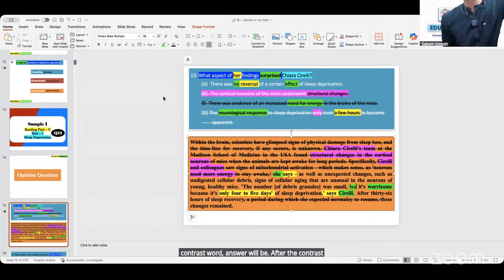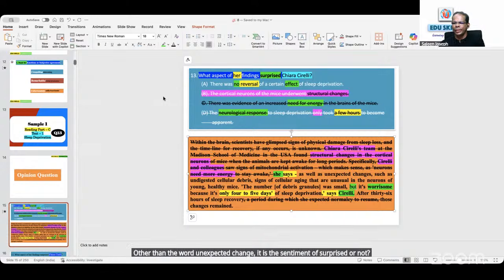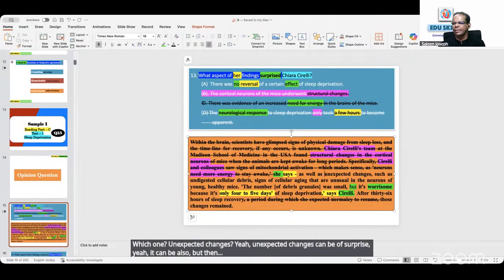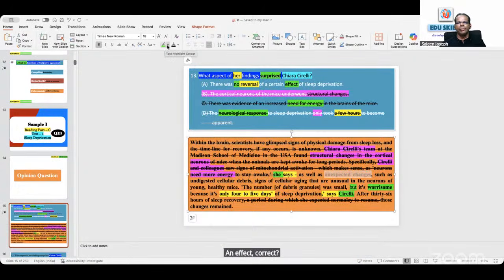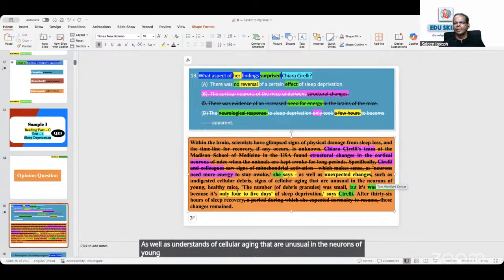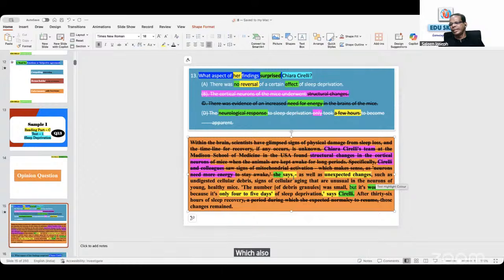So you have to choose. The word unexpected changes, is it a synonym of surprised or not? Unexpected changes can be of surprise. It can be, but then unexpected changes is used as an effect, correct? But it can be considered, as well as unexpected changes, cellular debris, signs of cellular aging that are unusual in the neurons of young healthy mice, which Chirelli also says.